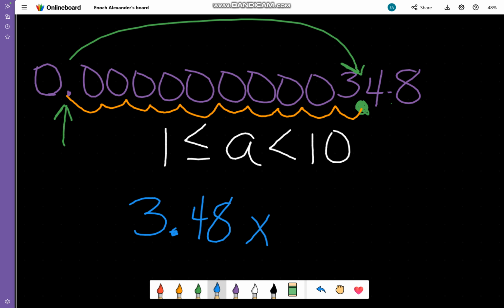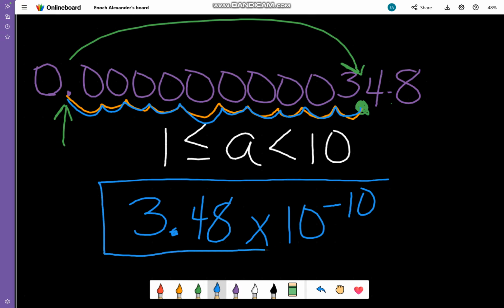I'm going to multiply that times base 10. And how many decimal places did we move again? Let's count one more time. 1, 2, 3, 4, 5, 6, 7, 8, 9, 10. Now I had to move from the left to the right, and this number is less than 1. So our exponent will not be positive. It will be negative this time. So it's going to be 3 48/100 times 10 to the negative 10th power. And now we have our number written into scientific notation.